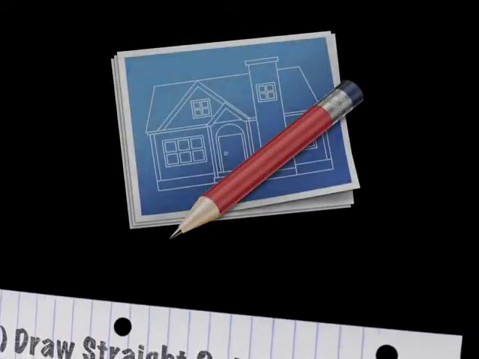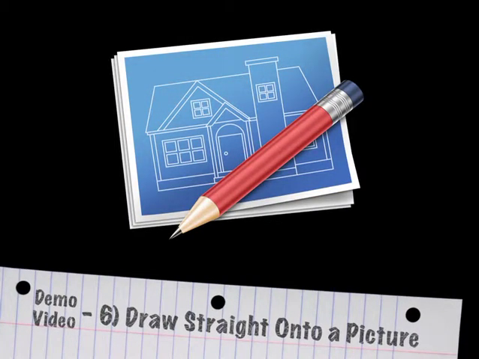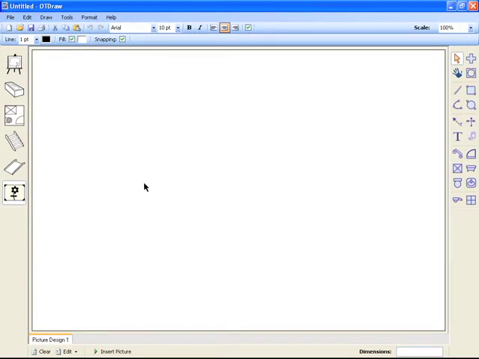The final module in OT Draw is the Insert Picture module. This module enables you to insert a picture, photo, or diagram onto your canvas. To insert the picture, click the function button at the bottom of the screen.